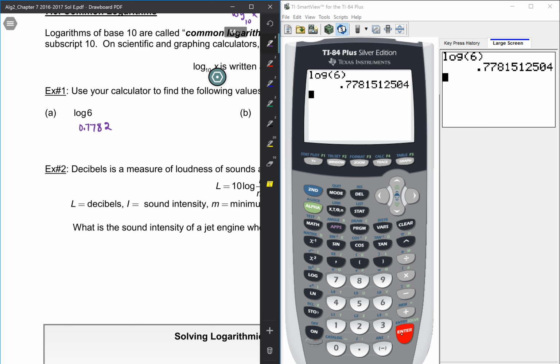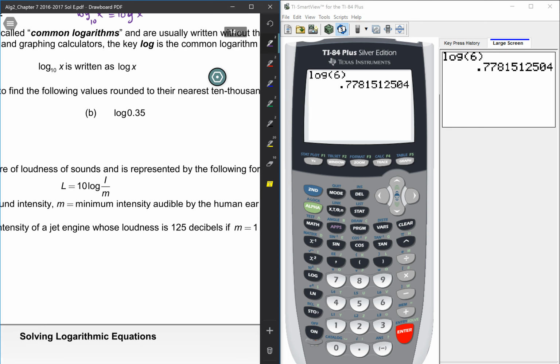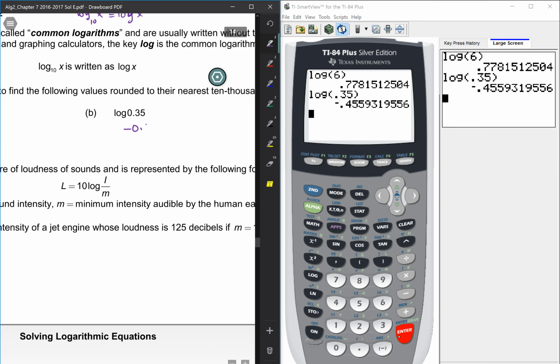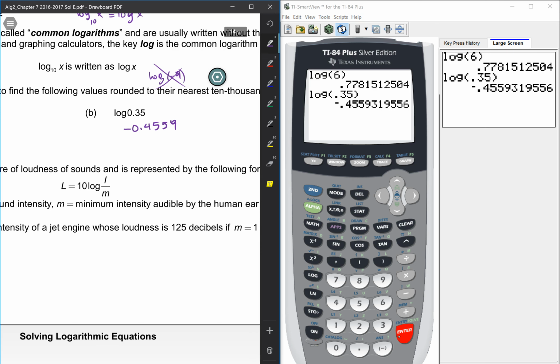So do it again, just log and 6. Okay. The next one is log of 0.35, and that's negative 0.4559. Okay? And even though you cannot have log of a negative number, you can never have, for example, log of negative 9, right? The answer to the log, which is the exponent, can be negative, right? We're totally fine with negative exponents, right?